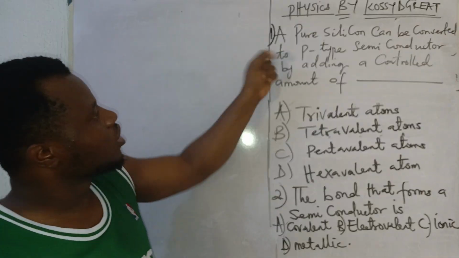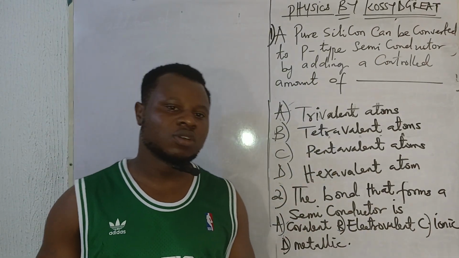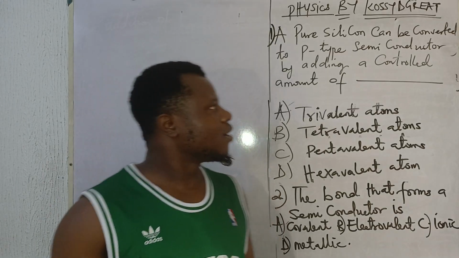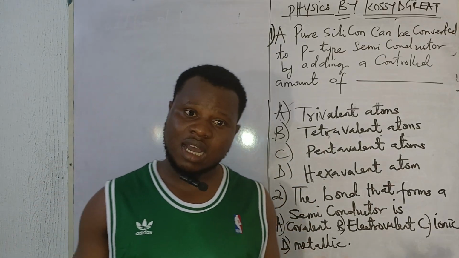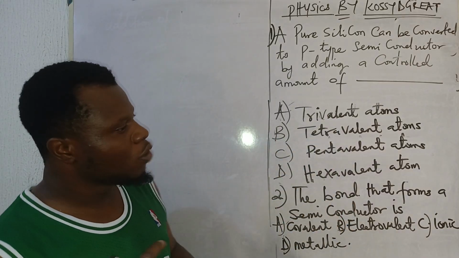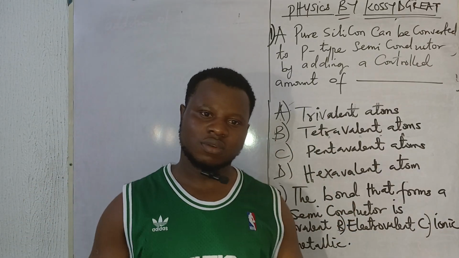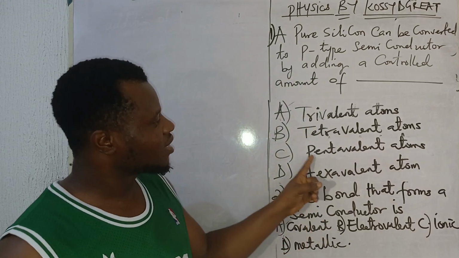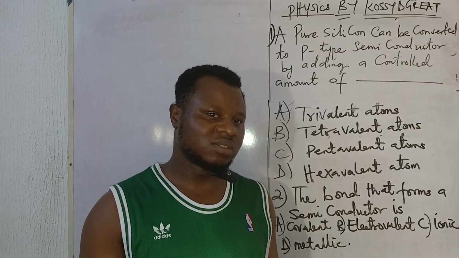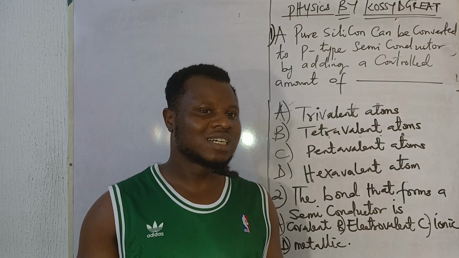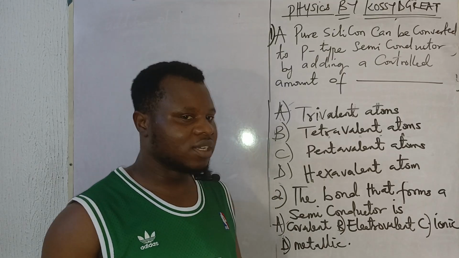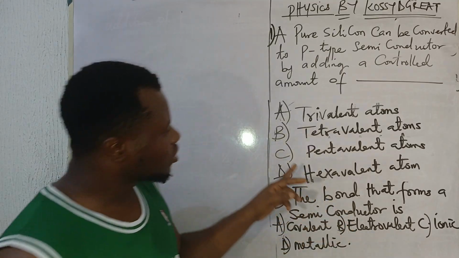So for us to achieve that, we are going to dope the semiconductor with trivalent atoms. Now the elements could be aluminium, group 3 elements. But when you dope this semiconductor with group 5, which is pentavalent atoms, what you are going to see there is that electrons will be in excess, therefore producing what we call the n-type semiconductor, negative charge type semiconductor. You know that electrons are negatively charged. So that is what happens here.